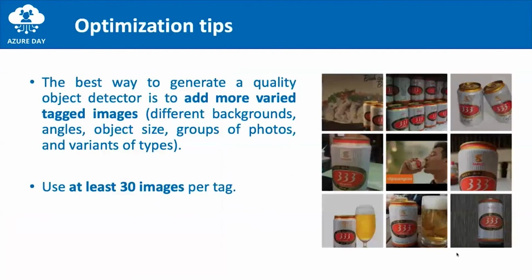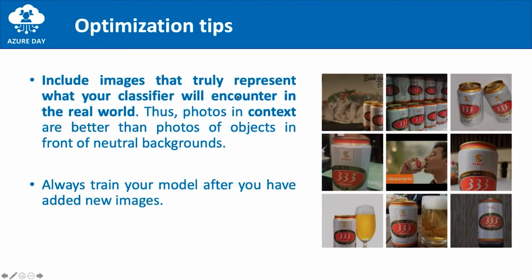Basically that's it. The rest is just recommendations or some tips. There should be some variety in the images that we are uploading to the service. As I said, you can see several examples there about beer. At least 30 images per tag are needed. Also include images that truly represent what you will encounter in the real world. It doesn't make sense to upload very perfect, very bright images, because in a real application many of the images will be dark. So we should train against different scenarios. And of course, after we add new images, we can retrain the model.